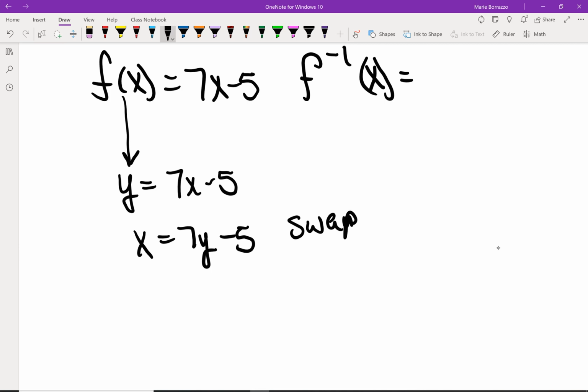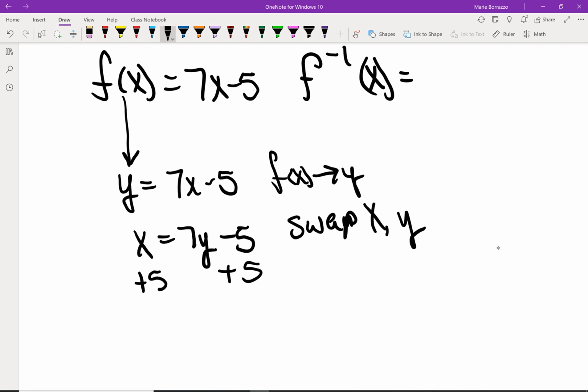Okay, and here all I simply did was go from f of x, change it to y. Swap x and y in the second step. That's what I did there. And now we're going to solve for y. So I'm going to take my x equal to 7y minus 5, and I'm going to start with adding the 5 to both sides. And now I'm left with x plus 5 is equal to 7y.